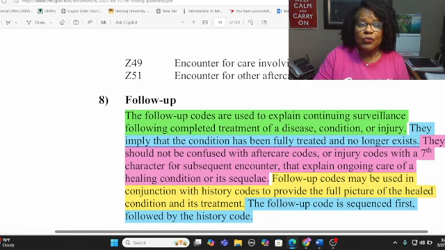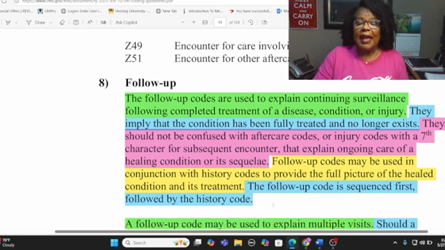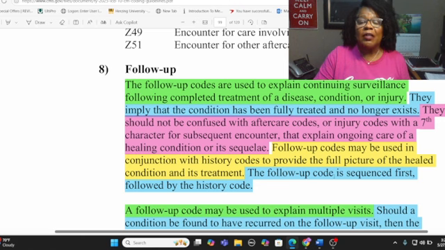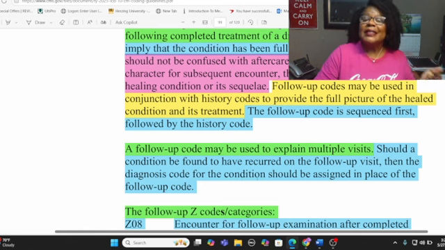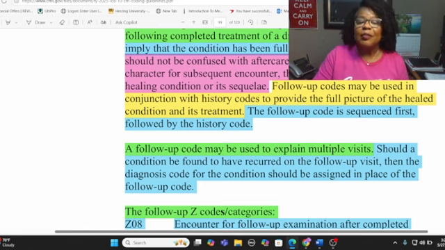Follow-up codes may be used in conjunction with history codes to provide the full picture of the healed condition and its treatment. The follow-up code is sequenced first, followed by the history code. A follow-up code may be used to explain multiple visits. Should a condition be found to have recurred on the follow-up visit, then the diagnosis code for the condition should be assigned in place of the follow-up code.